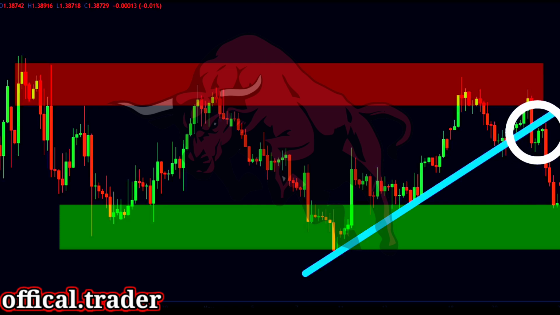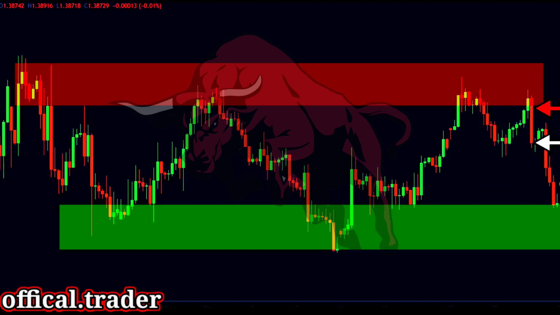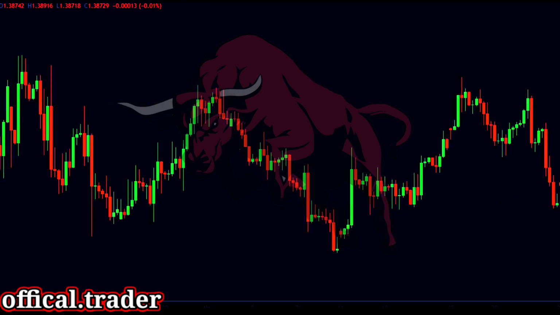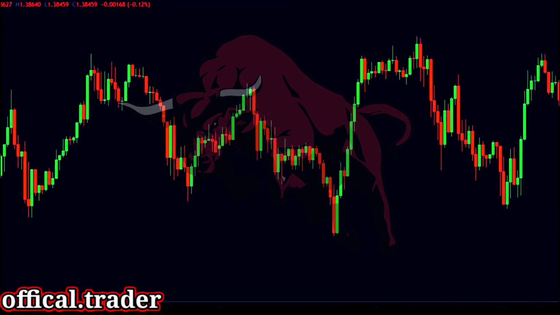The trend line gets broken on this candle. So we sell here and we keep our stop loss above the trend line. We can place our targets at the support level. As you can see, the price touched our target within a couple of candles. Let's now look at a buy trade.